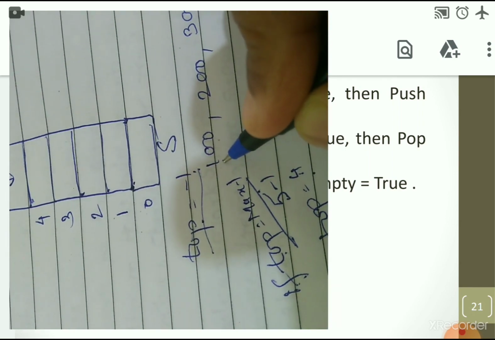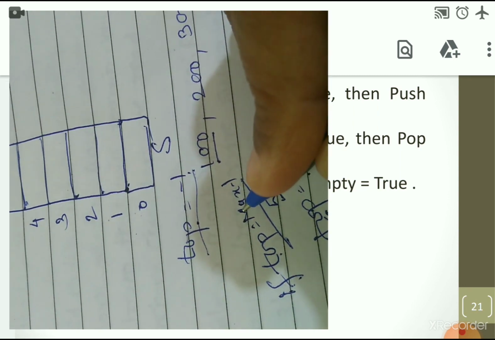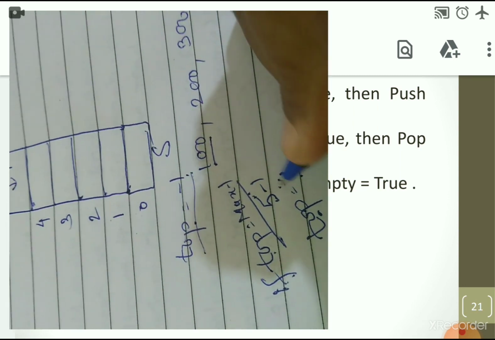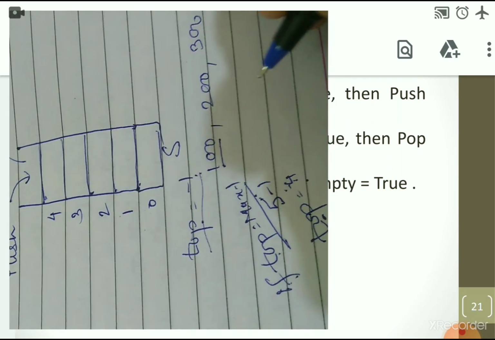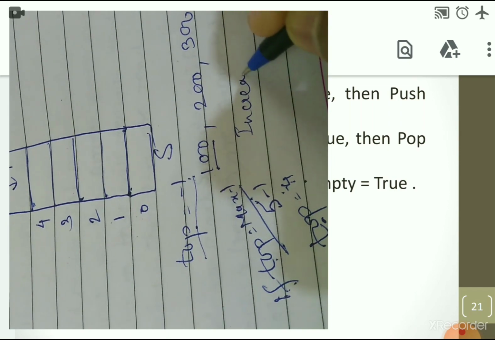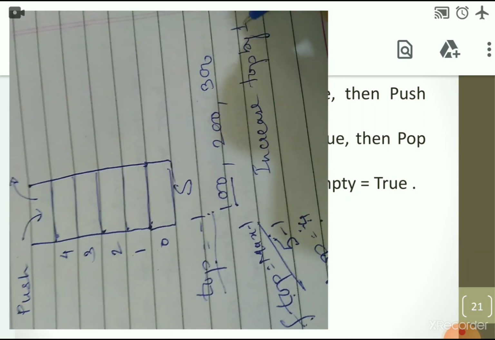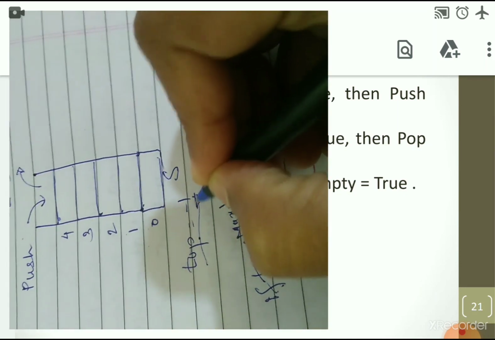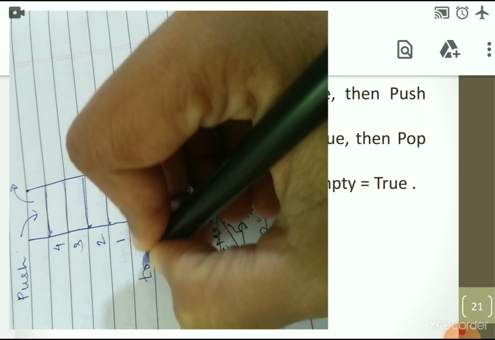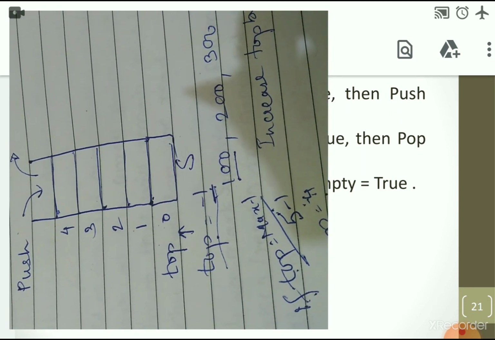So what we have to insert? We have to insert the element 100. Before that we have to check if the stack is full or not. We have checked that the stack is not full, then we have to insert the element. What is the procedure to insert the element? We have to increase the top by 1. So now top is equal to -1, we just increase the top by 1. So top is now -1 plus 1, it is 0. So top is increased to 0.